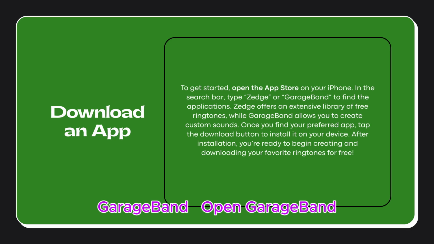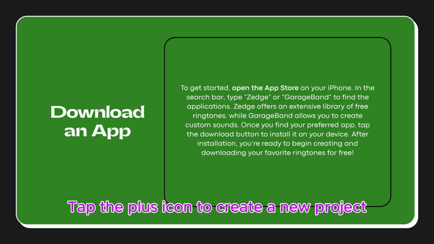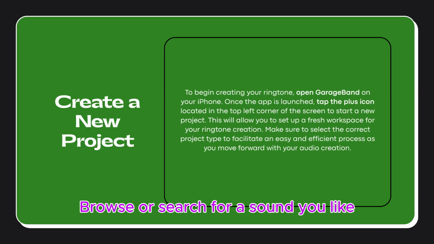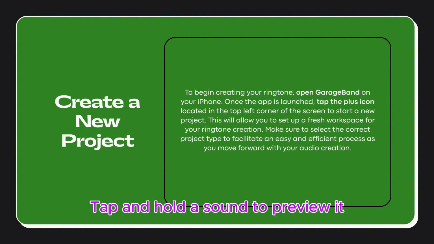Open GarageBand, tap the plus icon to create a new project. Select Audio Recorder, tap the loop icon in the top right. Browse or search for a sound you like. Tap and hold a sound to preview it.